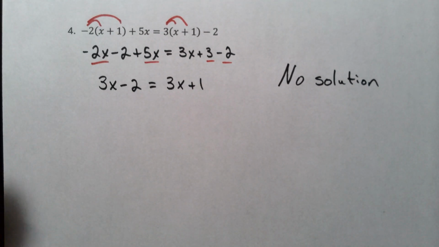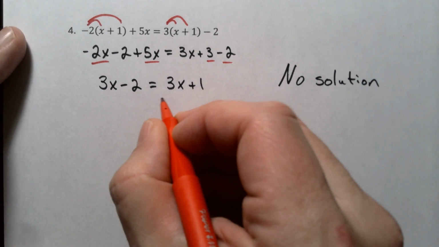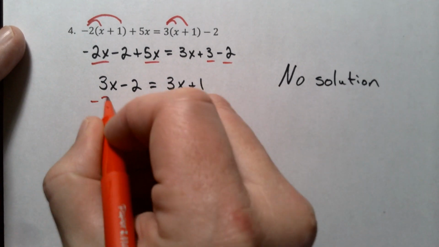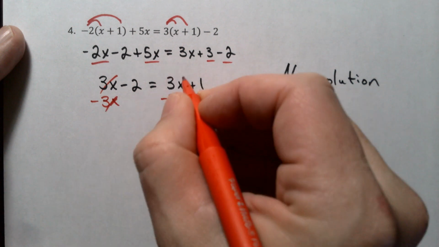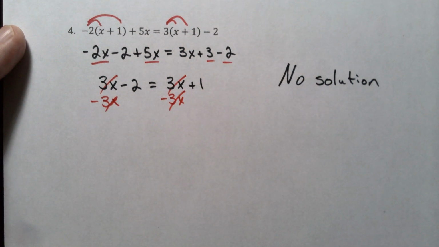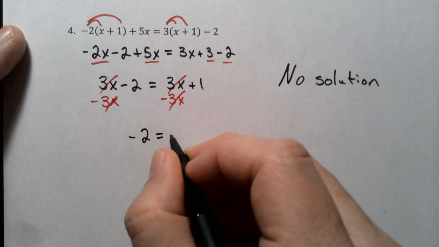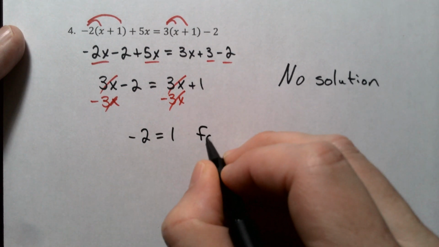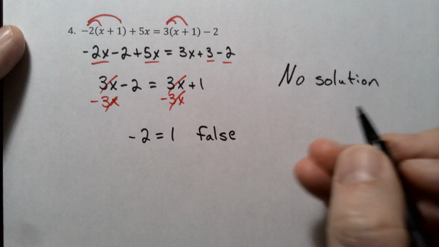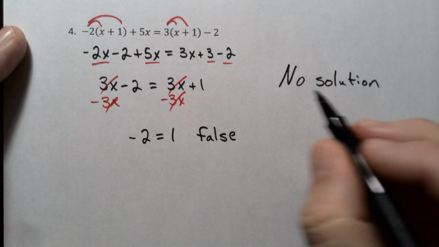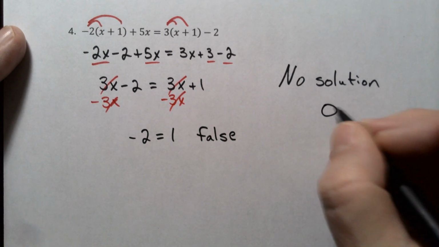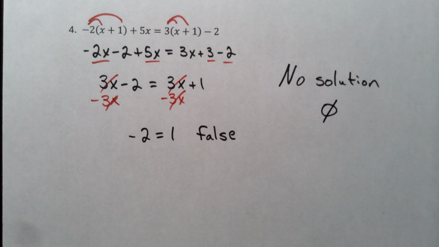If you want to continue with the problem, we could do one more step. We could subtract the 3x from both sides, and you'll see what happens is all the x's just disappear. And without any x's, we can have no solutions. So negative 2 is equal to 1, and of course that's false. Negative 2 is definitely not equal to 1. So that's another reason to write no solution, and you could also write it as a 0 with a line through it. And that's it.